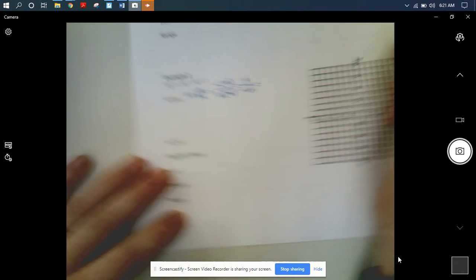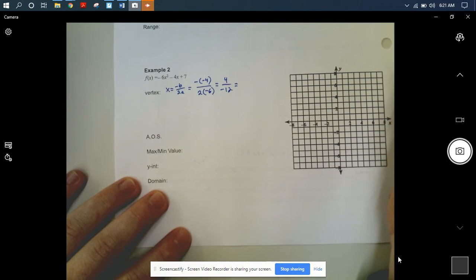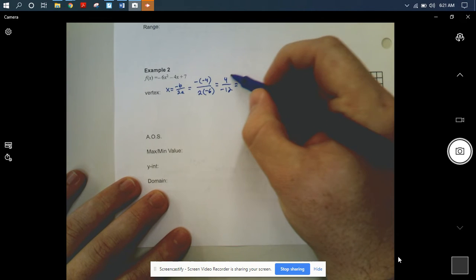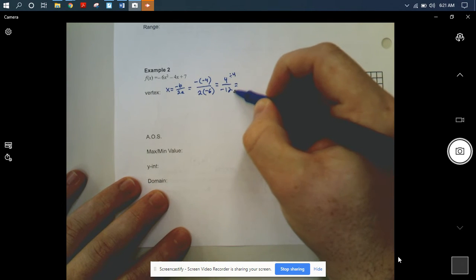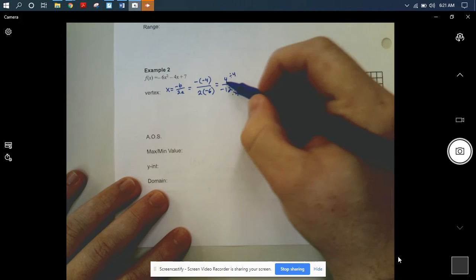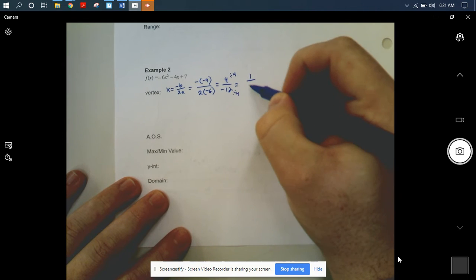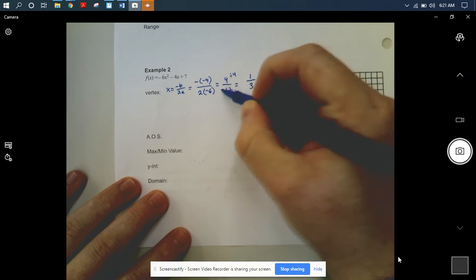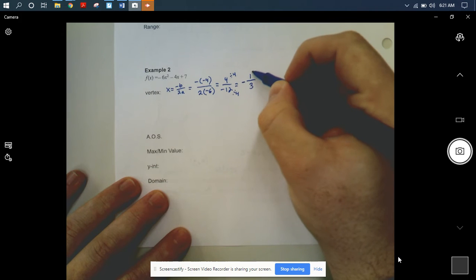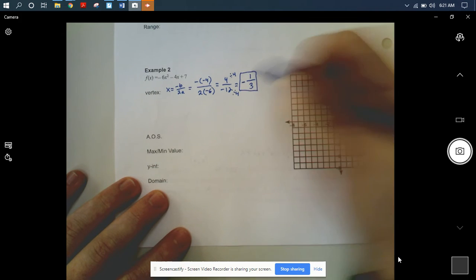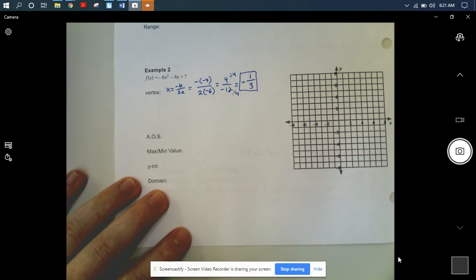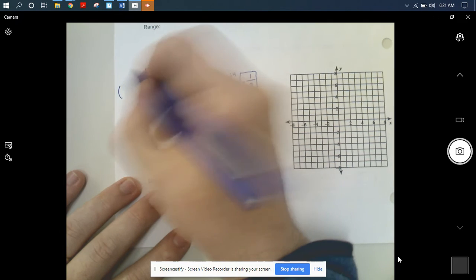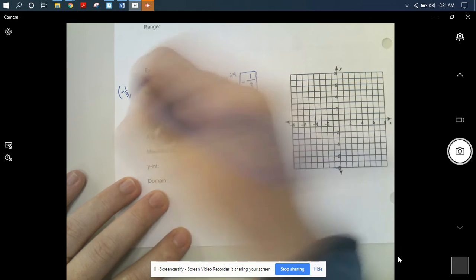And I'm going to simplify that fraction. What number goes into 4 and 12? 4. So we divide each of these by 4. That's how we simplify fractions. 4 divided by 4 is 1. 12 divided by 4 is 3. And now we still have a negative. So our x portion is negative 1/3. So that's going to be the x portion of our vertex. So our vertex is going to be the point negative 1/3 comma something.